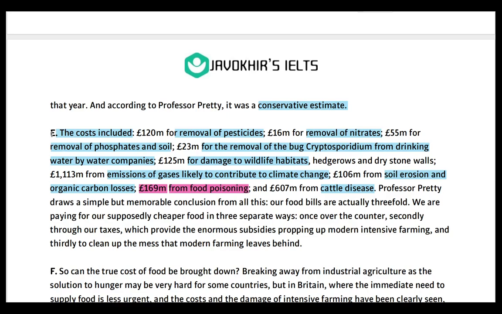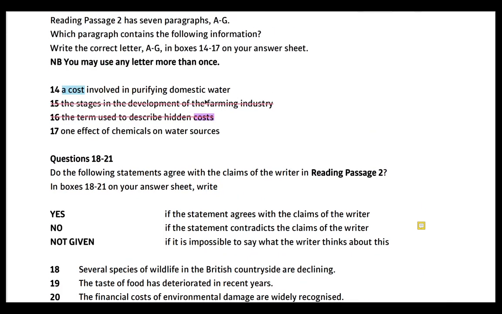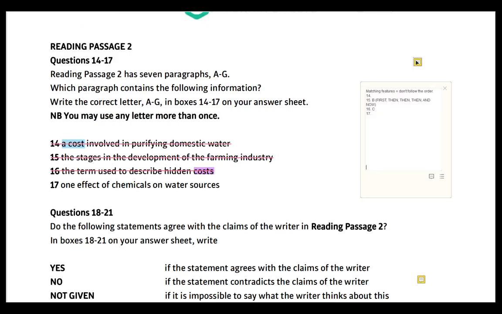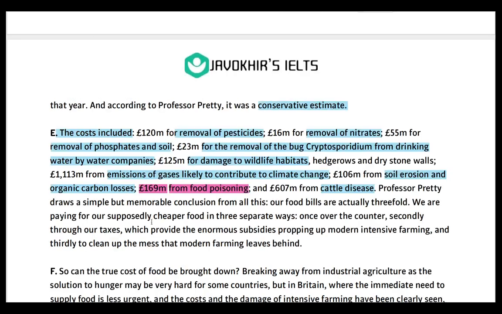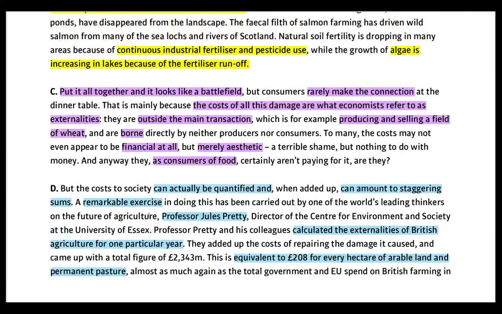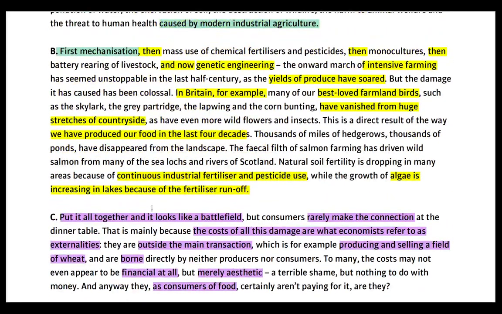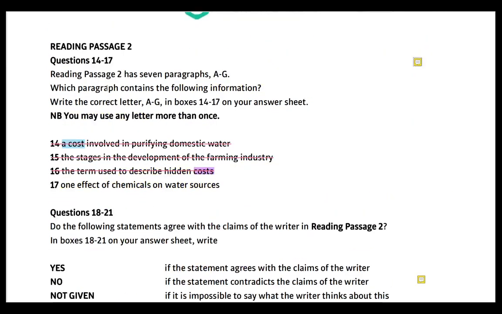So it's stated in paragraph E. So we're going to take that and remove question number 14, and we're going to give 14 as paragraph E, right? So one effect of chemicals on water sources. However, we remember on water sources, it was somewhere mentioned in paragraph B, right? One effect of chemicals on water sources.